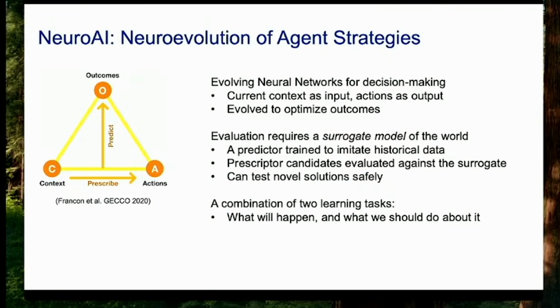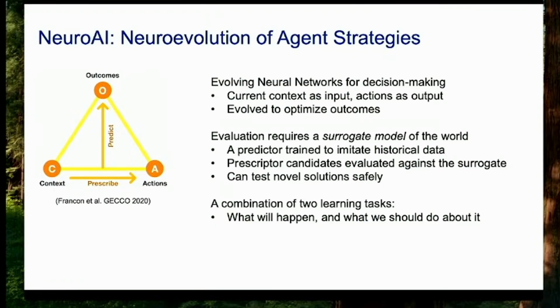Now, let's get to the agent strategies. In the real world, what we would like to do is evolve a neural network that takes the current problem or the context as input and produces actions, the decision, as output. And we'd like to do it in such a manner that this neural network, this decision strategy, optimizes the outcomes. It might be, for instance, rehabilitation or treatment of a disease or marketing strategy or something like that. Now, in the real world, it may be dangerous.